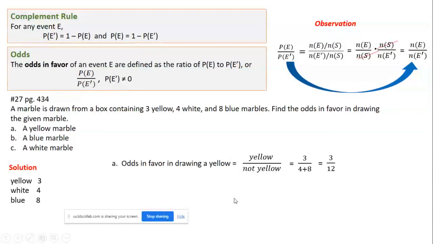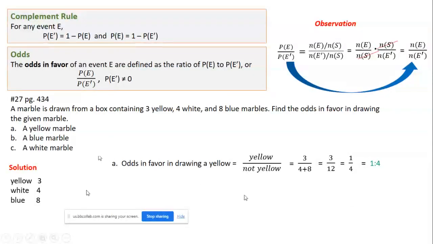So this is how you can use the complement rule. But again, the odds in favor of drawing a yellow is the probability of the event, which is 3, over its complement. So this is 1/4. Here we see that it's not a probability but it's odds. We like to write it like this, and the way we read it is 1 in 4 that we will get a yellow marble. So 1 in 4 chance.